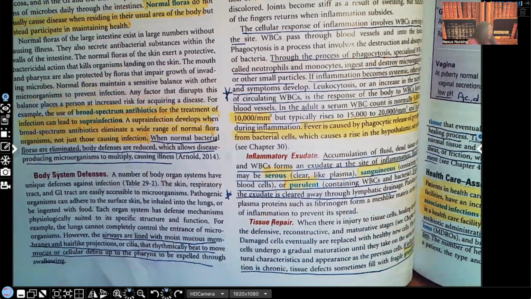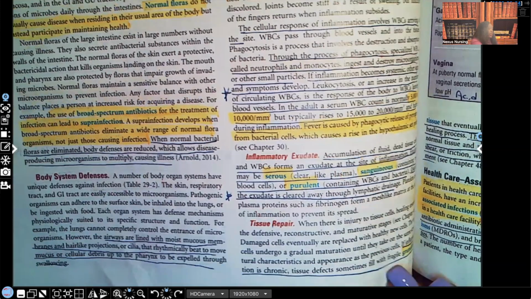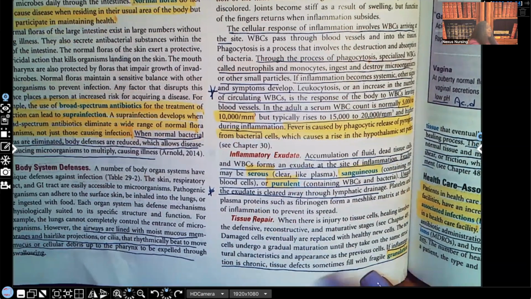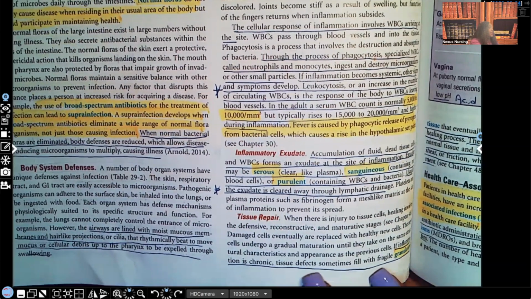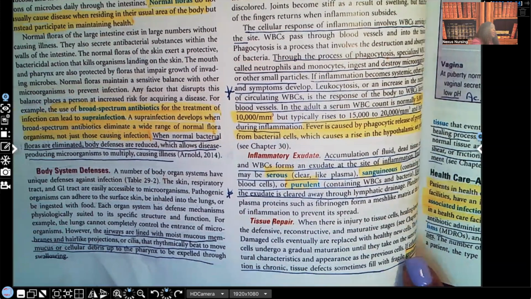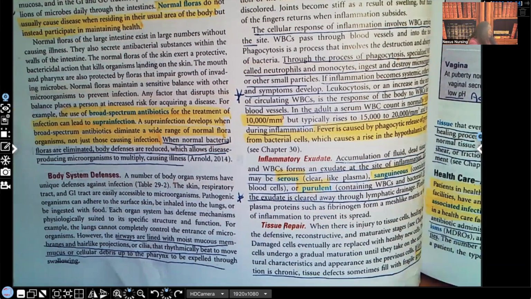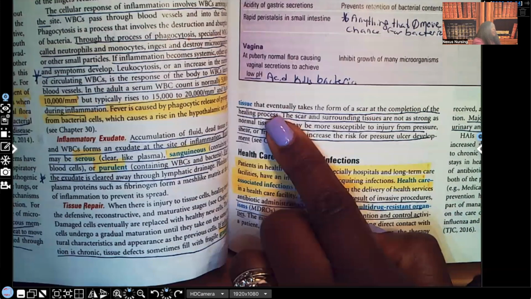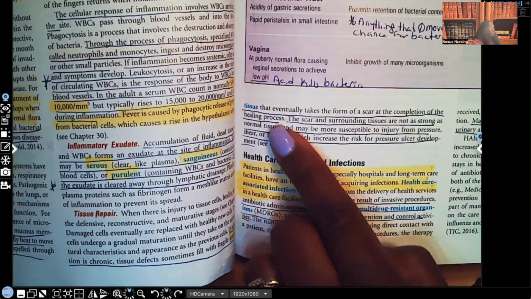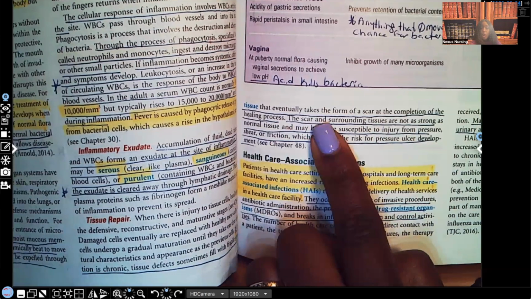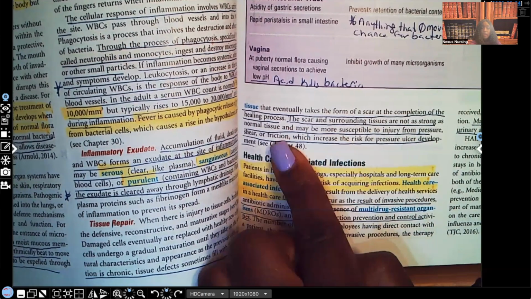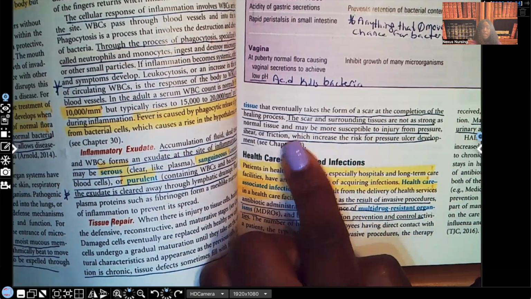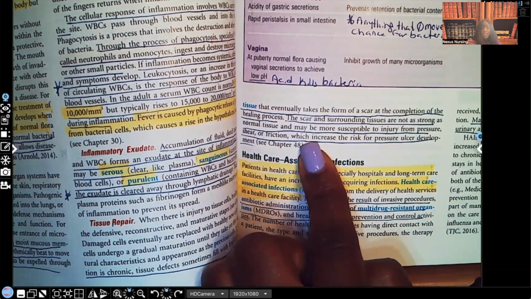Let's talk about tissue repair. At the bottom of the page, look at what it says. If inflammation is chronic, tissue defects sometimes fill with fragile granulation tissue. Let me move this over. Granulation tissue eventually takes the form of a scar at the completion of the healing process. The scar surrounding the tissues is not as strong as the normal tissue, and it may be more susceptible to injury from pressure or shear or friction, which increases the risk of pressure ulcer development.